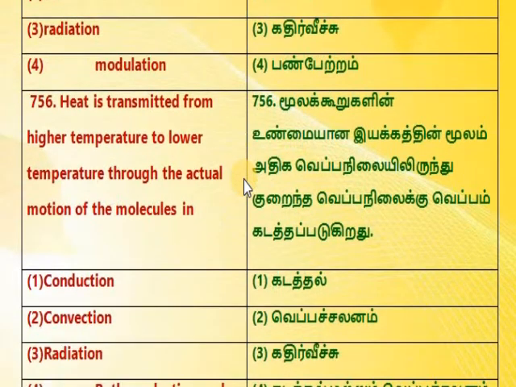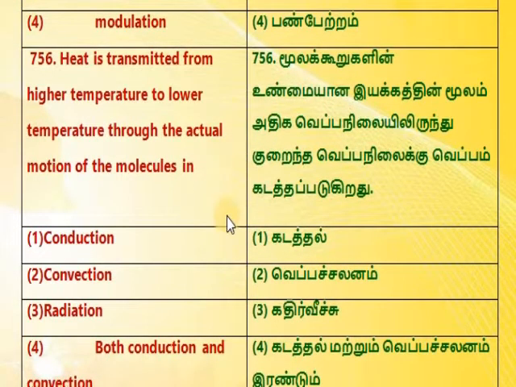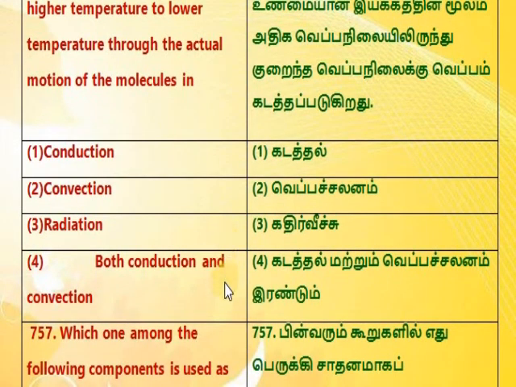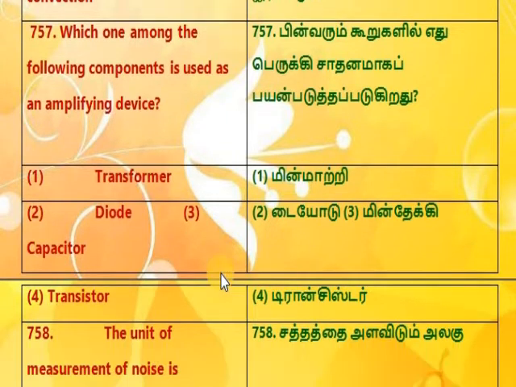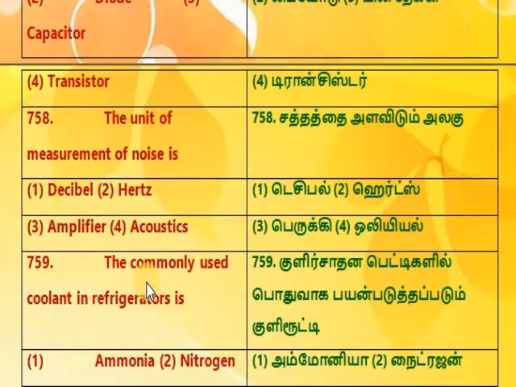756. Heat is transmitted from higher temperature to lower temperature through the actual motion of the molecules in 1. Conduction, 2. Convection, 3. Radiation, 4. Both conduction and convection. 757. Which one among the following components is used as an amplifying device? 1. Transformer, 2. Diode, 3. Capacitor, 4. Transistor. 758. The unit of measurement of noise is 1. Decibel, 2. Hertz, 3. Amplifier, 4. Acoustics.